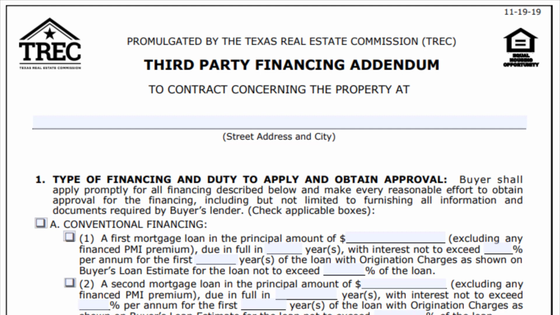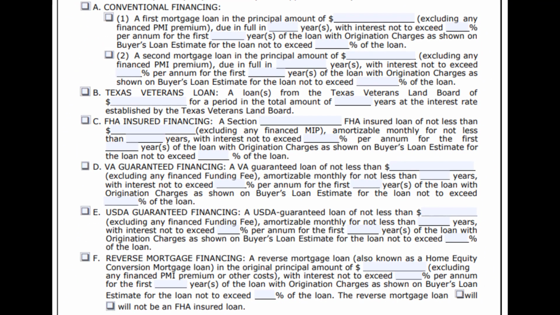This says, Section 1, type of financing and duty to apply and obtain approval. Buyer shall apply promptly for all financing described below and make every reasonable effort to obtain approval for the financing, including but not limited to furnishing all information and documents required by buyer's lender. Check applicable boxes. It's boxes because it could be more than one. The first loan we see here is the conventional financing. The next one is the Texas Veterans Loan. We have the FHA insured financing, VA guaranteed financing, the USDA guaranteed financing, and then reverse mortgage financing.